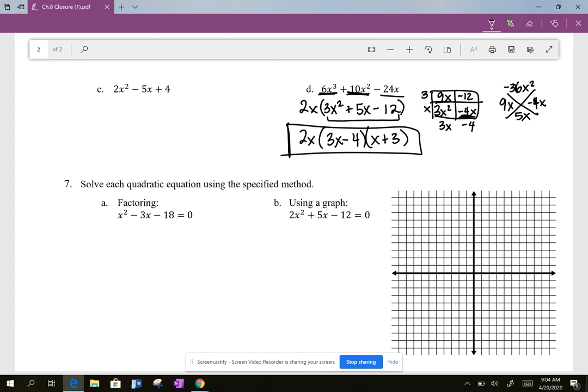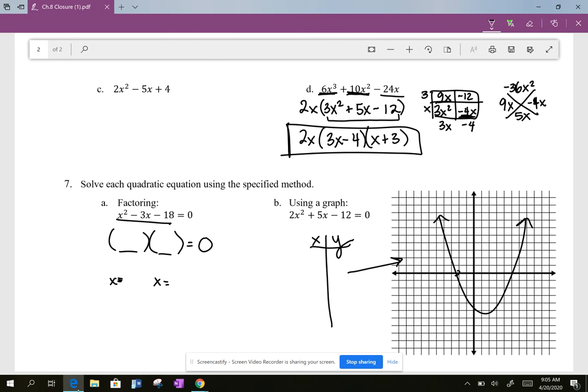And last but not least, for number 7, solve each quadratic equation using a specified method. For factoring, again, you're going to rewrite this sum as a product, length times width. And then you are going to solve for x. Here, you may need to use a table to be able to graph. And then once you graph, find your x-intercepts. This is just a sketch. This is not accurate. You're going to need to find the points yourself.